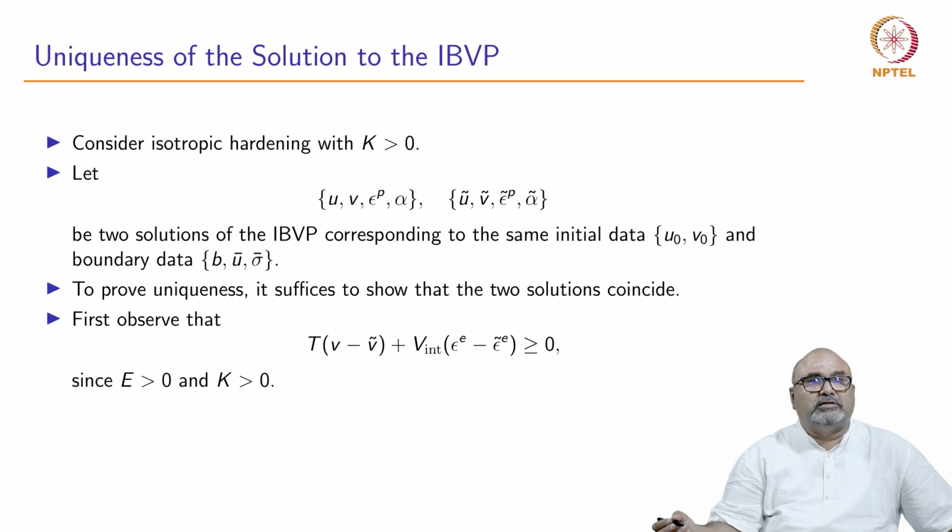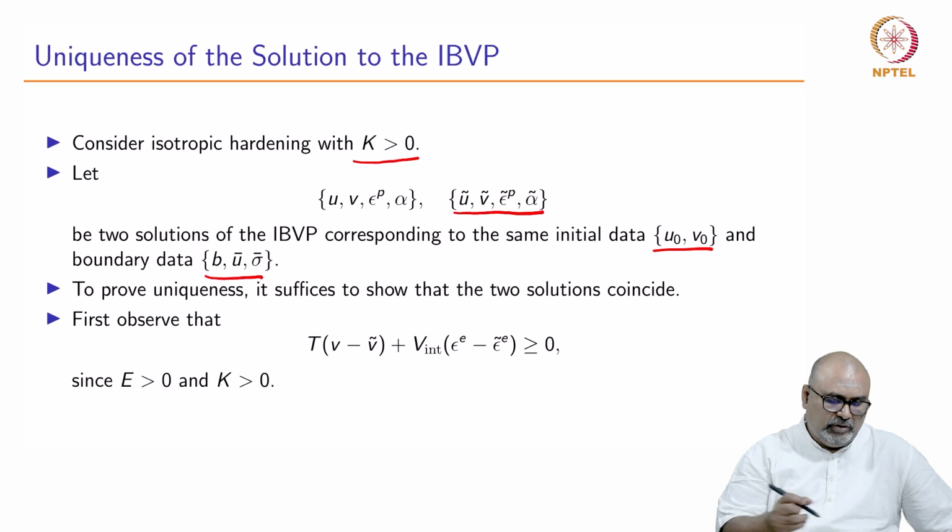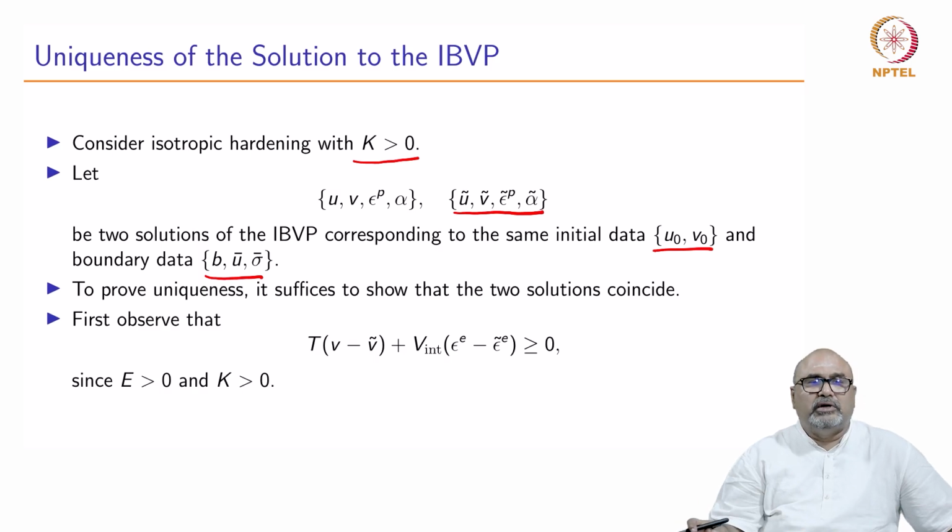Now, uniqueness of the solution to the boundary value problem. Let us consider the case of isotropic hardening with isotropic hardening modulus k greater than 0. Let u, v, epsilon p and alpha and u tilde, v tilde, epsilon tilde p and alpha tilde be two sets of solutions of the initial boundary value problem corresponding to the same initial data u naught, v naught and the boundary data u bar and sigma bar. Now, to prove the uniqueness, it suffices to show that the two solutions coincide.